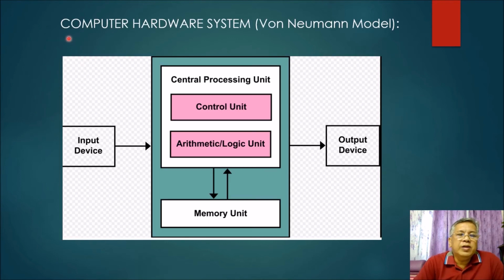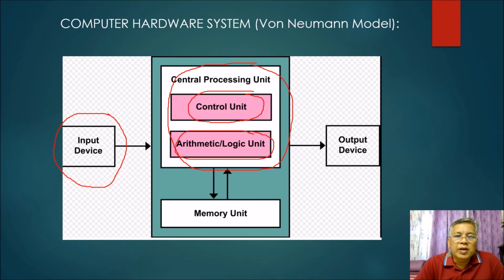Okay, so what we have here are the different parts of your computer hardware system, or the von Neumann model. So we have here your input device. We have here your central processing unit, which contains your control unit and your arithmetic logic unit. And then of course we have your memory unit, and then you have your output device.